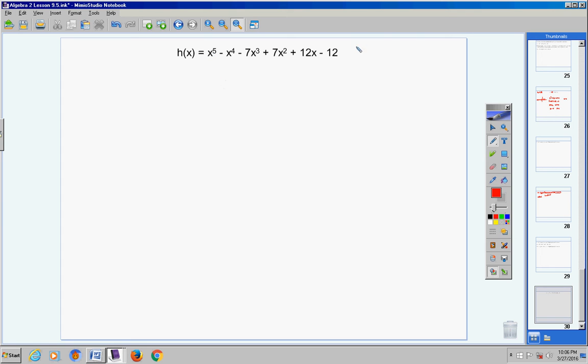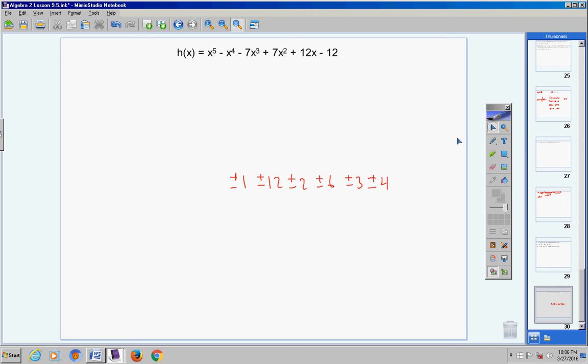Is it written in standard form? Yes, it is. My lead coefficient is 1, and my constant term is 12. What's the factors of 1? 1. What's the factors of 12? 1 times 12, 2 times 6, 3 times 4. Okay? Those are the factors of 12. Well, we put 1 over 1, 12 over 1, 2 over 1, 6 over 1, 3 over 1, 4 over 1. We just get these numbers right here. So, plus minus 1, plus minus 12, plus minus 2, plus minus 6, plus minus 3, plus minus 4. There we go. There's my list of possible rational zeros.